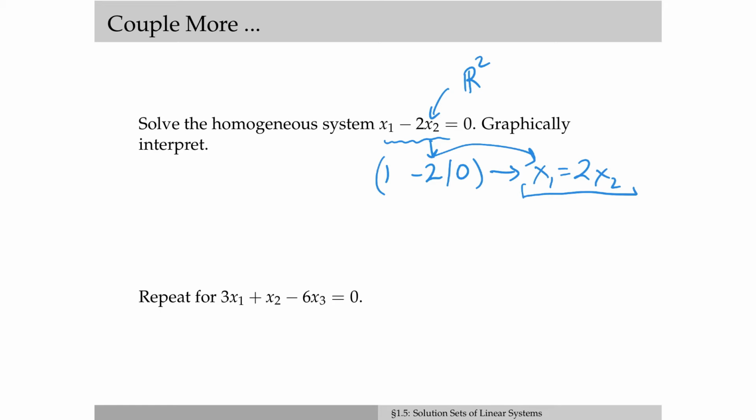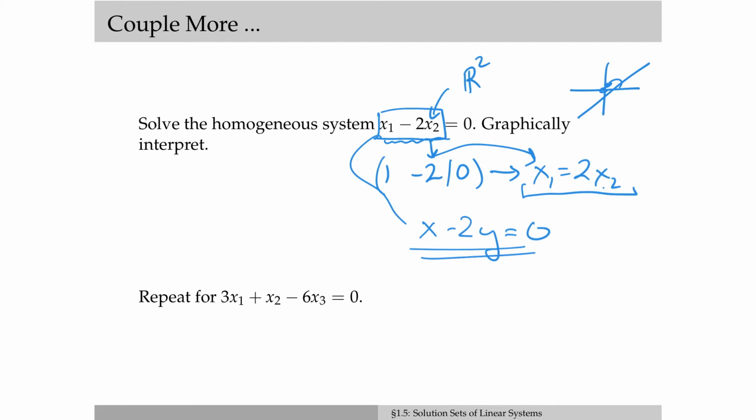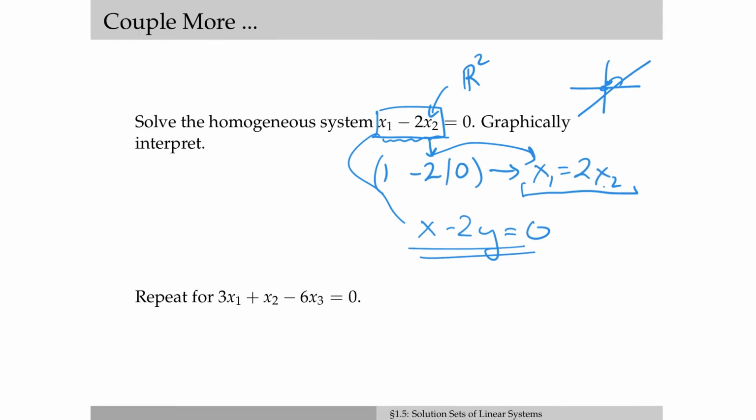Now x1 equals 2x2, we have 1 degree of freedom. And that means if we have 1 degree of freedom, what's this going to look like? Well, it's going to look like a line, isn't it? Now this line happens to pass through the origin. And if you think about it, this could be rewritten as x minus 2y equals 0. When you graph that, what do you get? Well, you get a line.